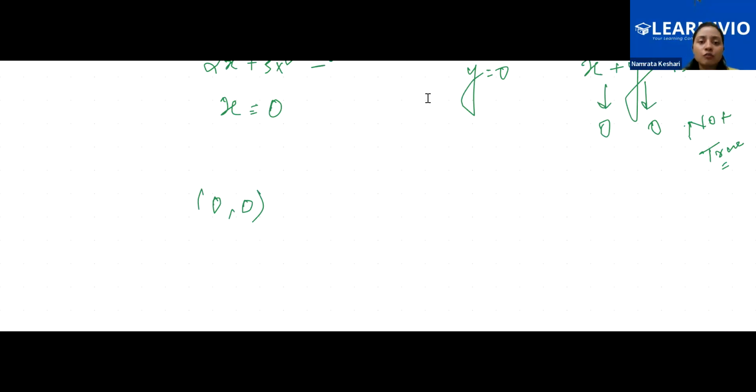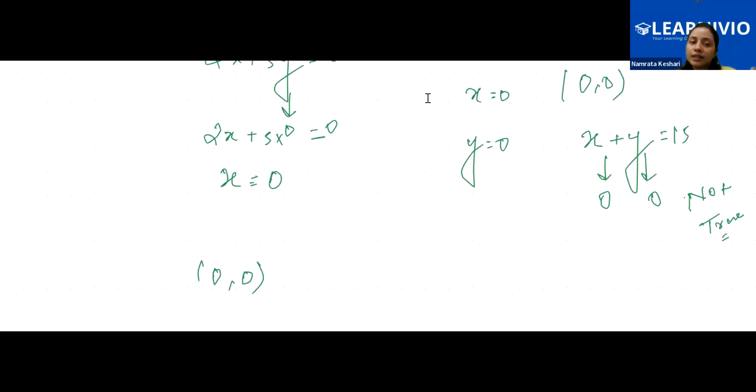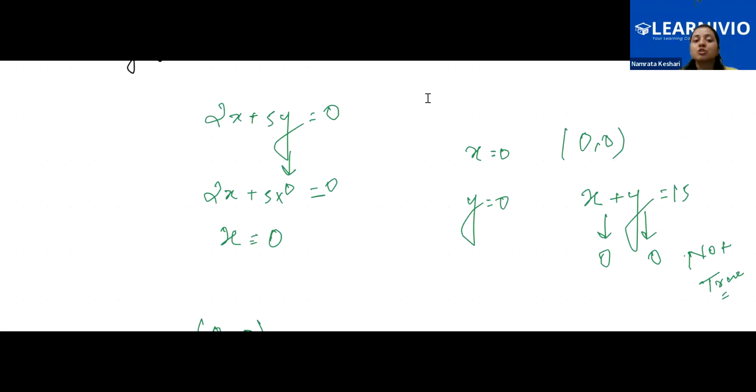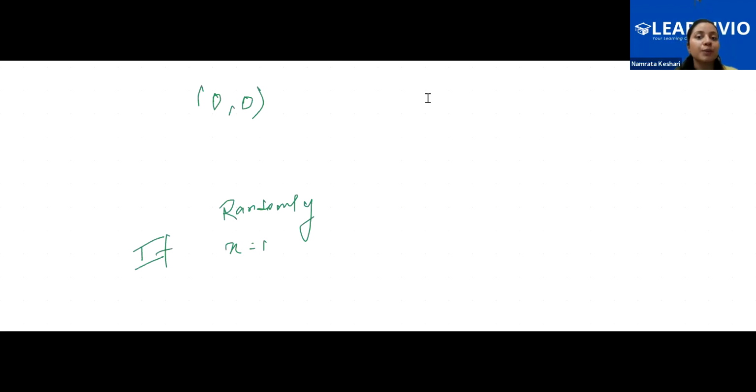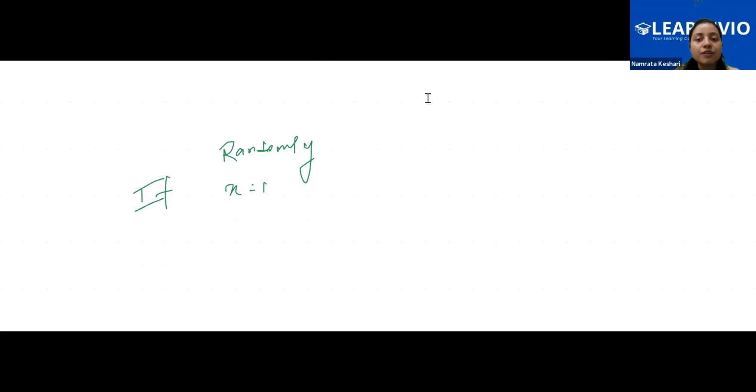What if we take x as 1? Is it possible to calculate the y value, and get one solution with x equals 1? We randomly chose x equals 1. Yes, it is possible. The condition is: take anything by yourself but use the same equation. So we use 2x plus 5y equals 0, substitute x equals 1, and we will be able to calculate one y value. And yes, that will be one of the solutions.